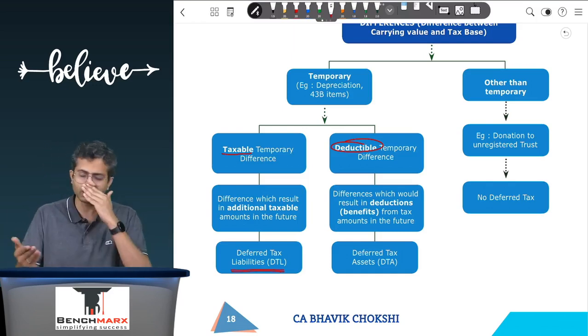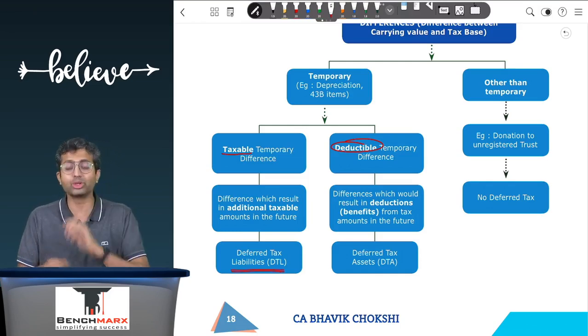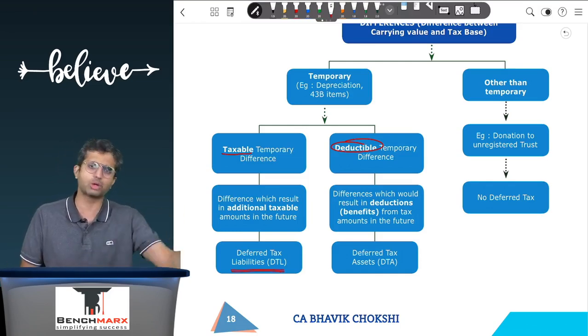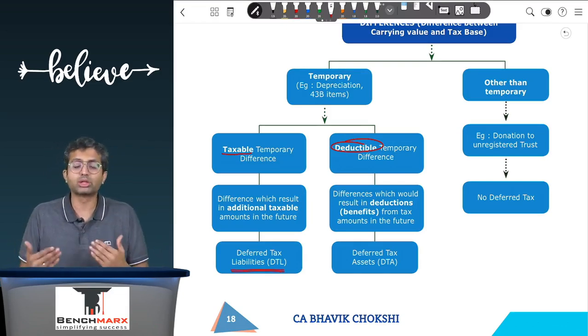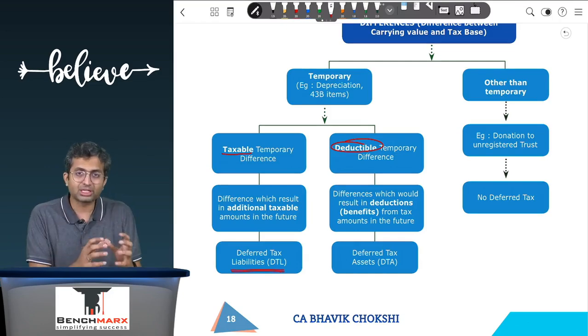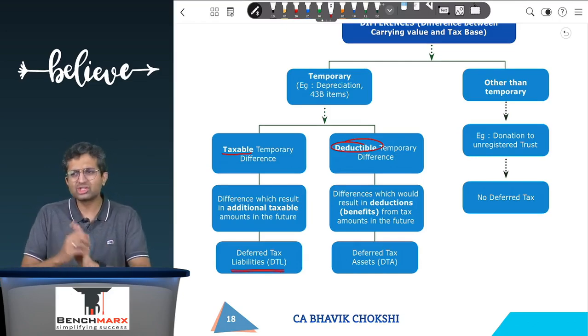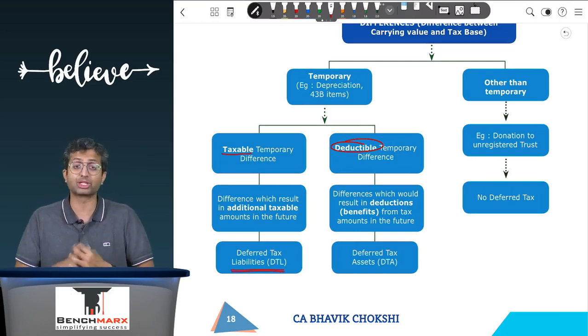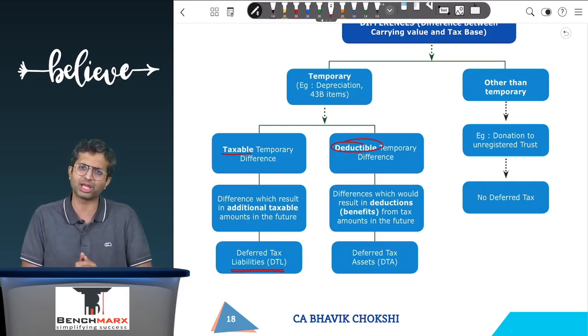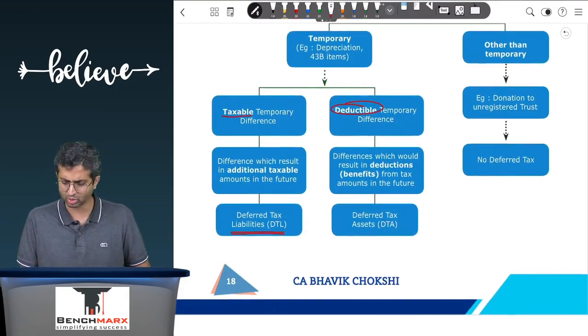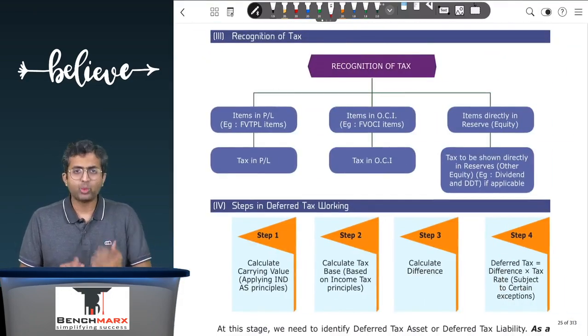If differences are other than temporary, let us say like a donation to an unregistered trust, in books of accounts you will get a deduction. In income tax there is no deduction, in which case that will result in a permanent difference. Deferred tax over here is just deferment, that is postponement of tax, whereas if there are other than temporary differences, there is a genuine saving or an overpayment of tax, and hence you do not create any deferred tax amount.